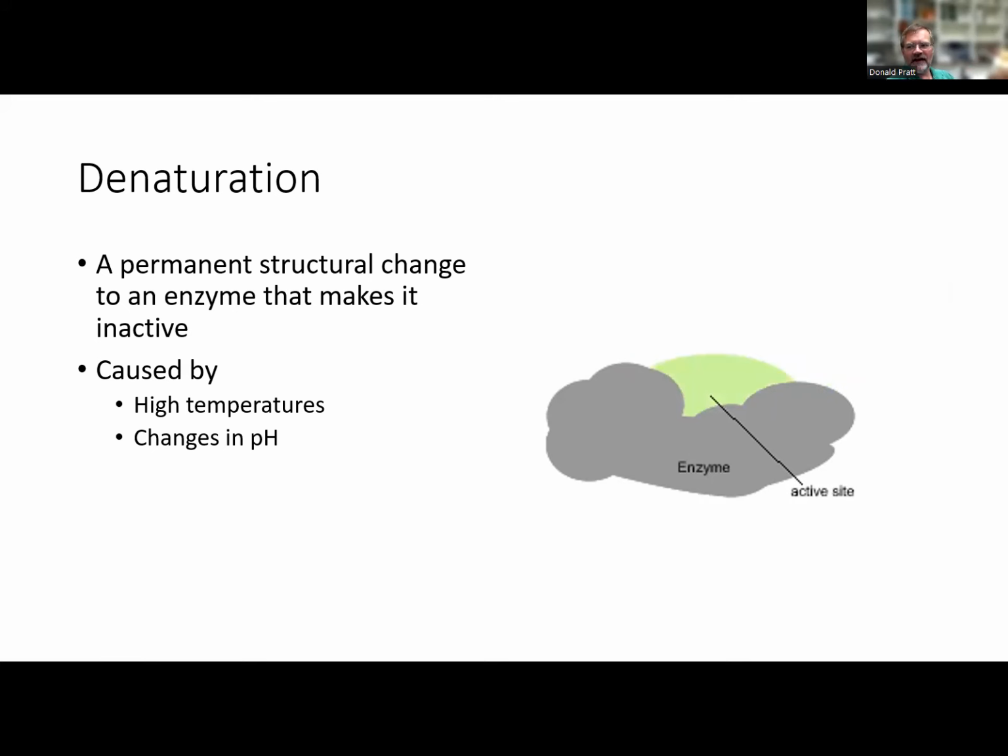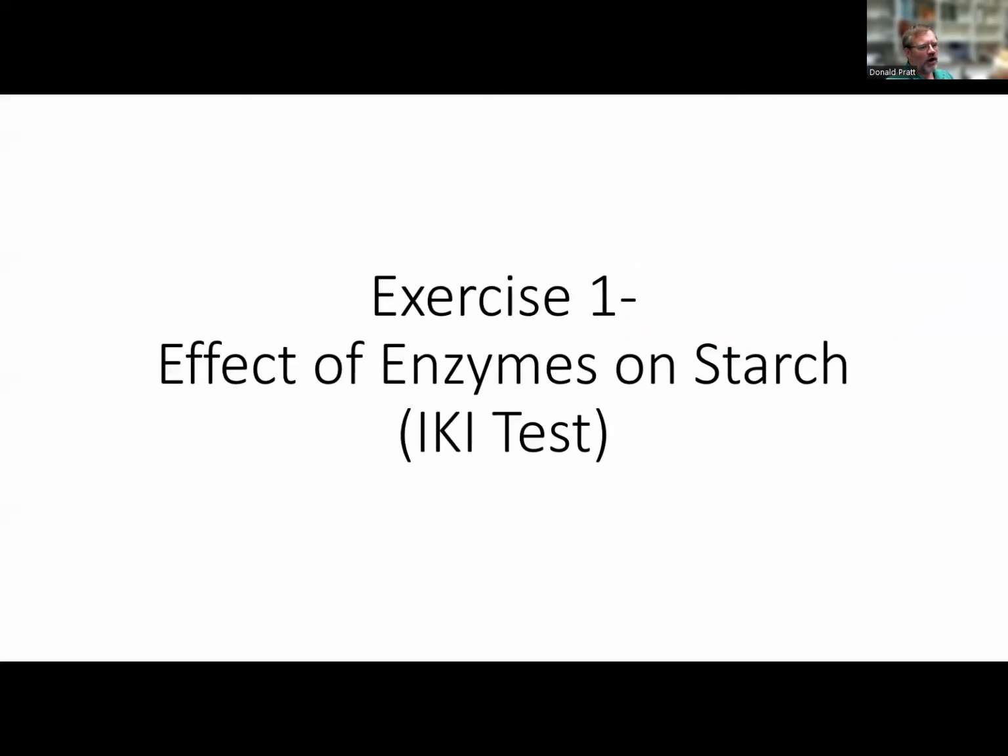So with that, let's go ahead and walk through your activities today. Let's start with exercise number 1. For exercise number 1, we're going to test the effects of enzymes on starch. And we're going to be using the iodine potassium iodide test, that IKI test. If you don't remember that from last lab, go back and review iodine potassium iodide and Benedict's solution, because we're going to use both of those in today's lab.